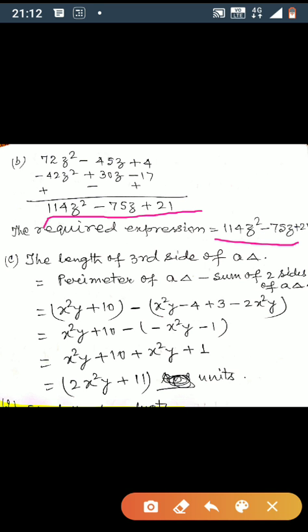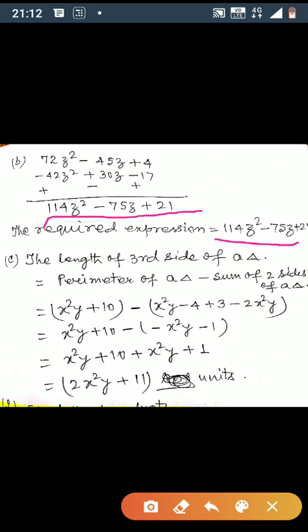Now, question C. The perimeter of a triangle is given. One of the sides has length x²y − 4 units and another side is 3 − 2x² units.